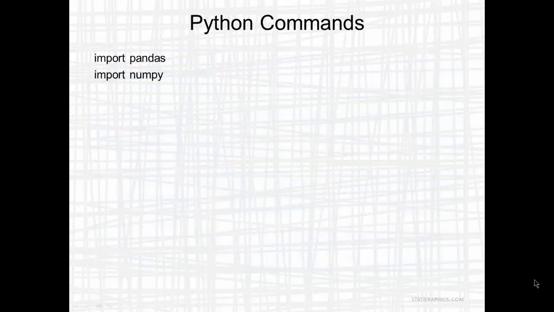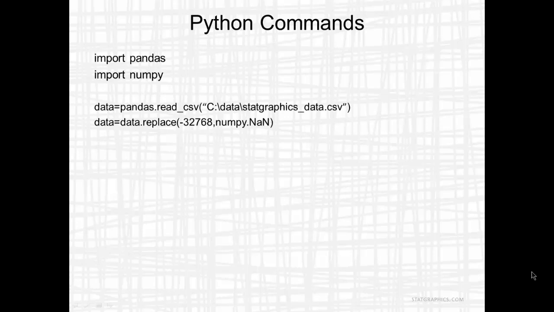In order to get Python to do a K-means cluster analysis, there are four basic groups of commands that we're going to have to issue. The first will be to have Python import two libraries we're going to need. One is called pandas, the other is called numpy. The next thing we'll have to do is have Python read the data that's currently in a Statgraphics data sheet. Statgraphics will do this by creating a CSV file, asking Python to put it in a data frame, and also asking Python to replace any Statgraphics missing value indicator, which is -32768, with numpy's not a number.